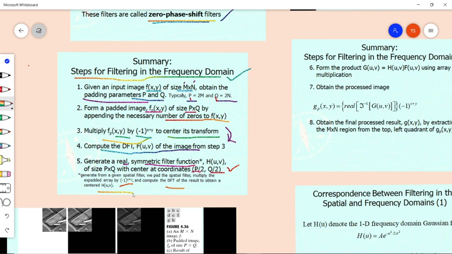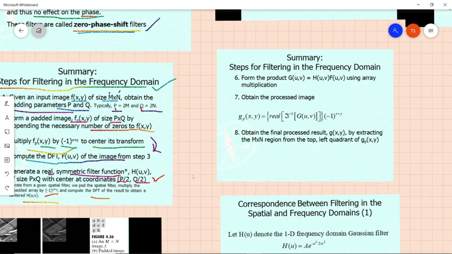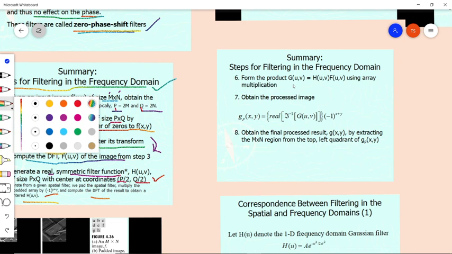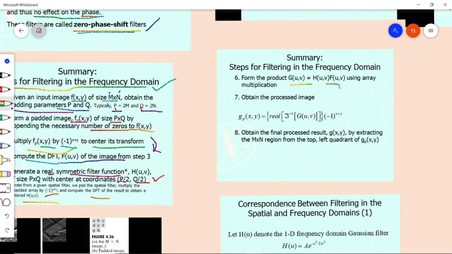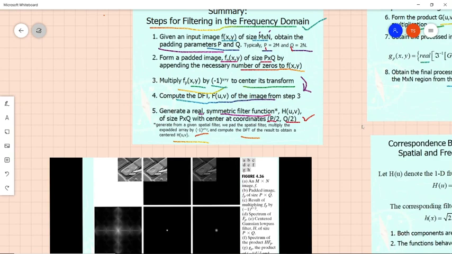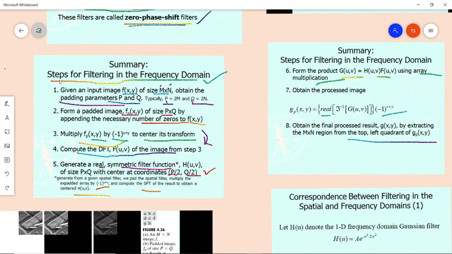In the next step of the filtering, form the product G of u v is equal to H of u v times F of u v, the DFT, using array multiplication. Next, obtain the processed image, which is the real part of the inverse DFT of G of u v, multiplied by minus 1 to the power x plus y. Then obtain the final processed result g of x comma y by extracting the M by N region from the top left quadrant of g_p of x y. So these are the steps, a total of 8 steps to do filtering in the frequency domain.